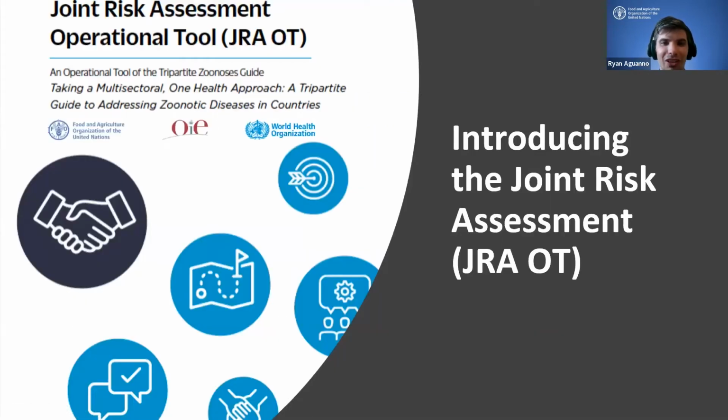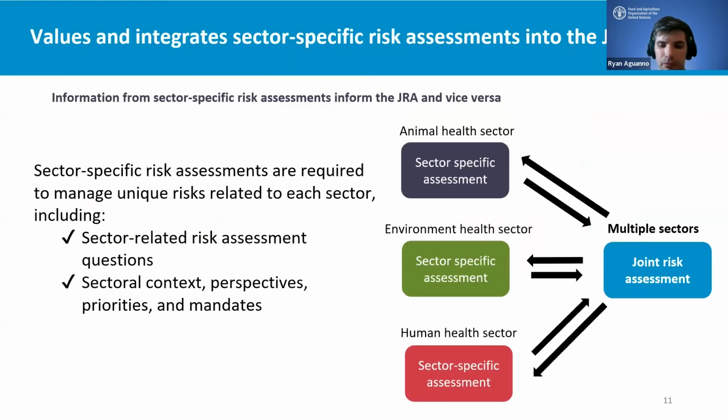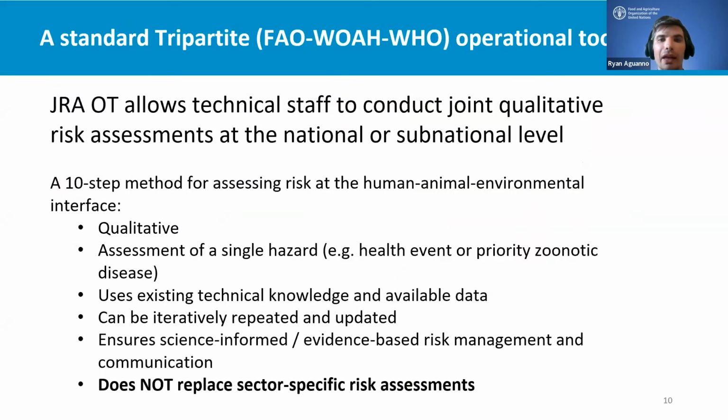So now I'll introduce the operational tool itself a little bit more closely. The JRA operational tool was built from existing tools and resources available across the tripartite. Sorry about that. And so now we do have the quadripartite, with UNEP included to strengthen the environmental sector's influence and participation. But the JRA was created when it was just the tripartite, though certainly taking into account the environmental sector. And so it is a standard tripartite operational tool.